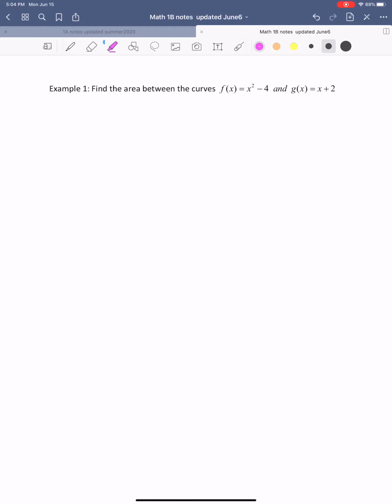Okay, so here's the first problem that we're going to look at. Again, y equals x squared minus 4 and g of x equals x plus 2. The very first thing I want to do is I want to graph this function.